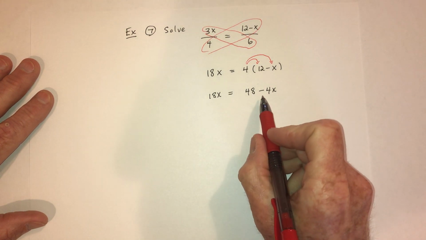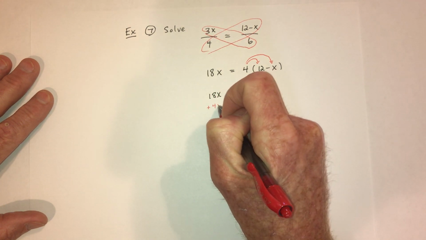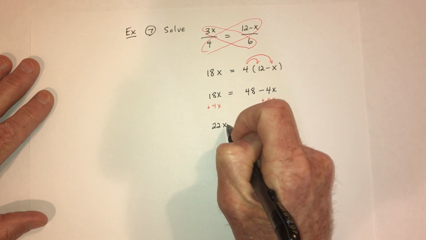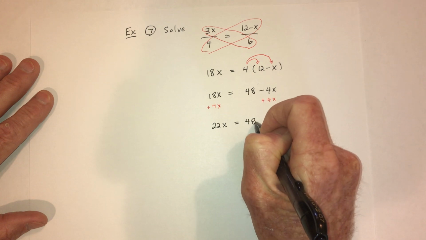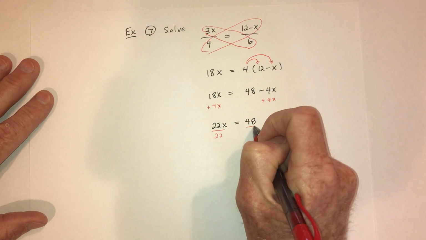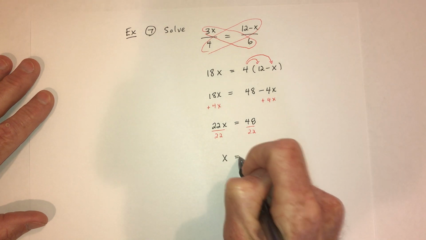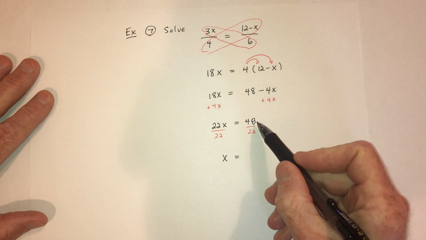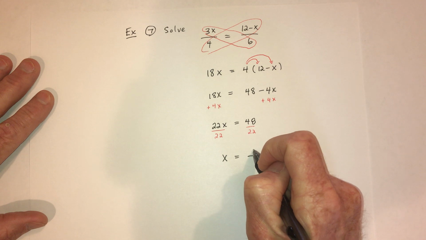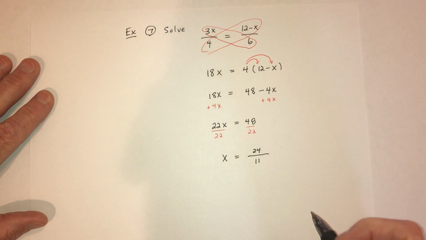Then we only have 2 more steps. One would be add 4x to both sides to collect all of the x's together. So now on the left side, there's 22x, and then it equals 48. Then all we need to do is divide by 22. And then reduce. So this could be divided by 2 and this could be divided by 2. So if you divide 48 by 2, that's going to be 24. And a 22, if you divide by 2, that's going to be an 11.